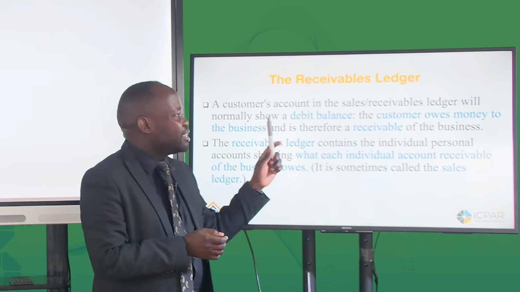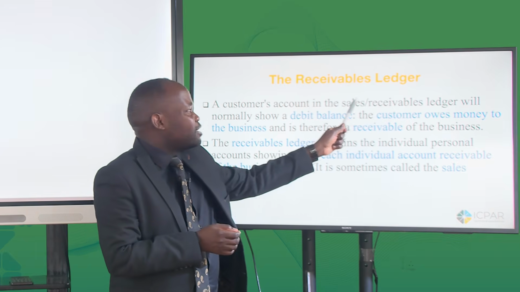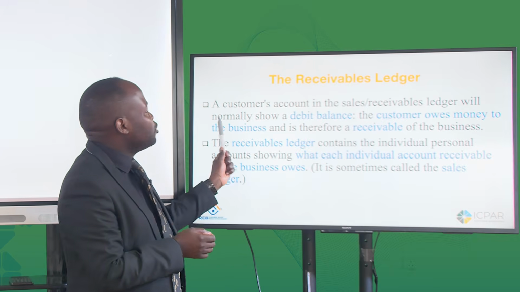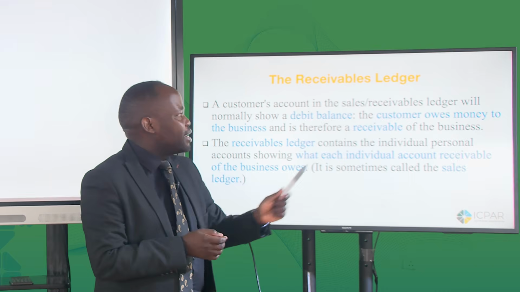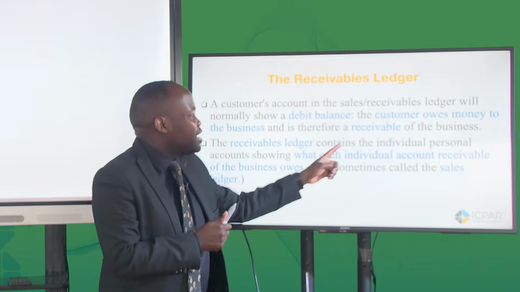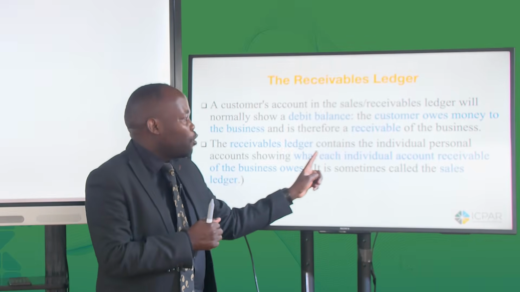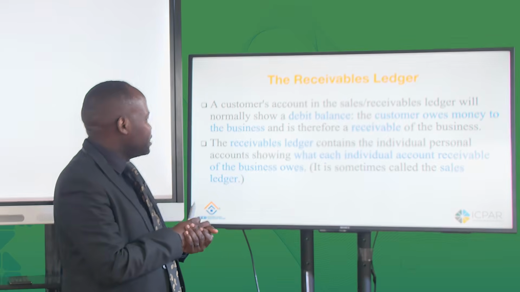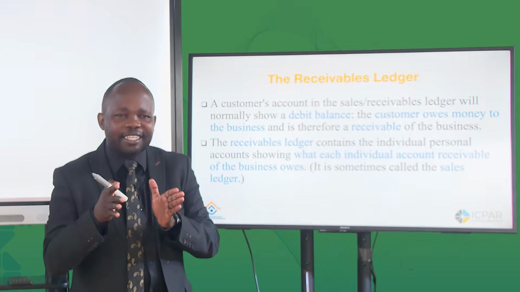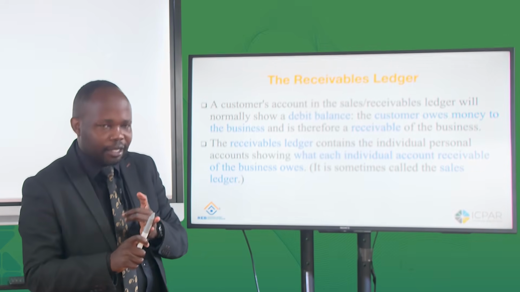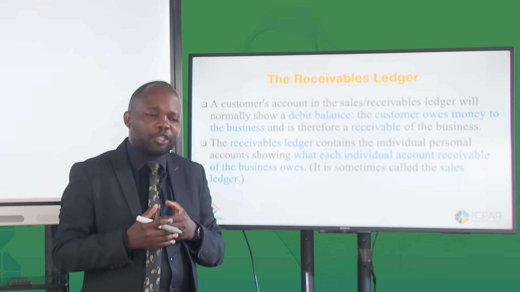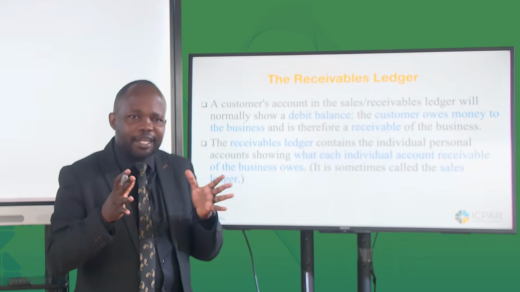So a customer's account in the sales receivables ledger, a sales ledger is also called a receivables ledger. So it's the same thing, receivables or a sales ledger, normally showing the debit and credit balances. The receivables ledger contains the individual personal accounts showing what each customer owes the business. So in a receivables ledger, there is always a debit side which shows what we expect from customers, credit sales.